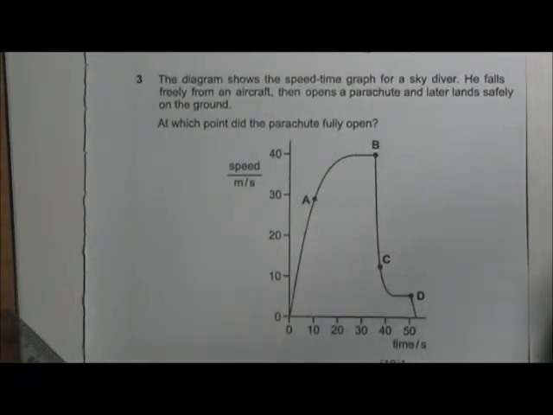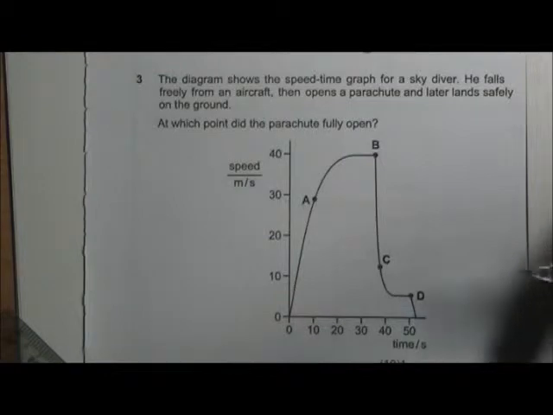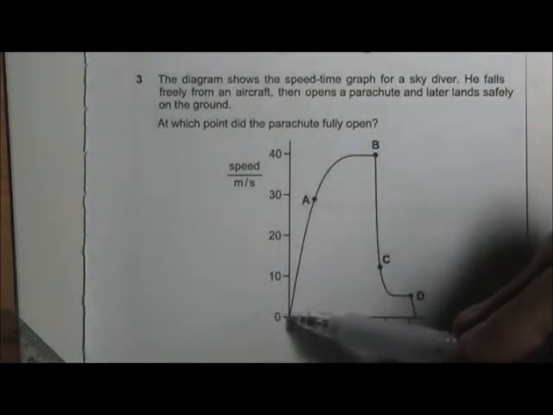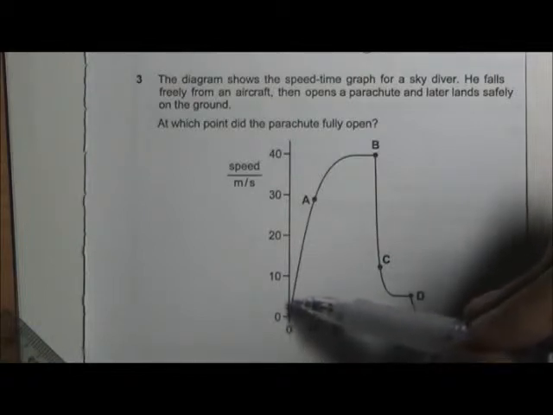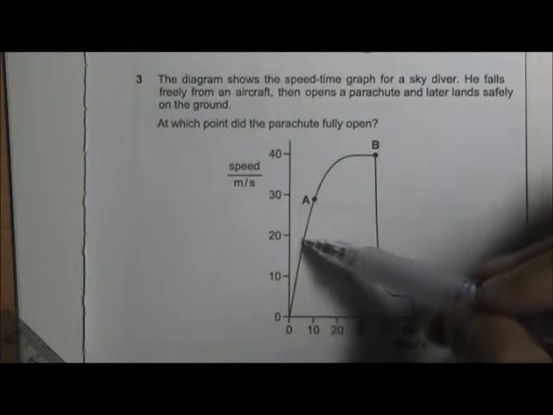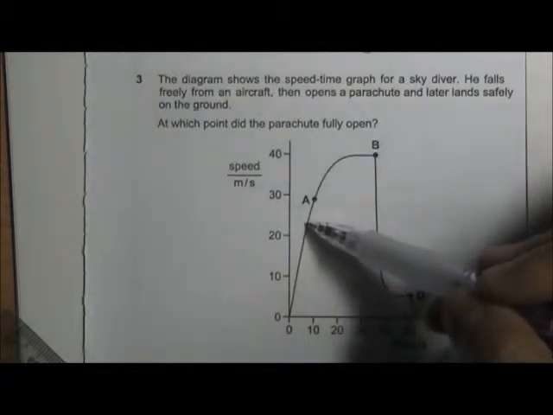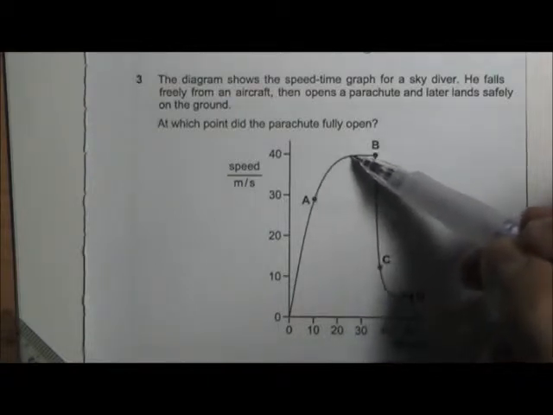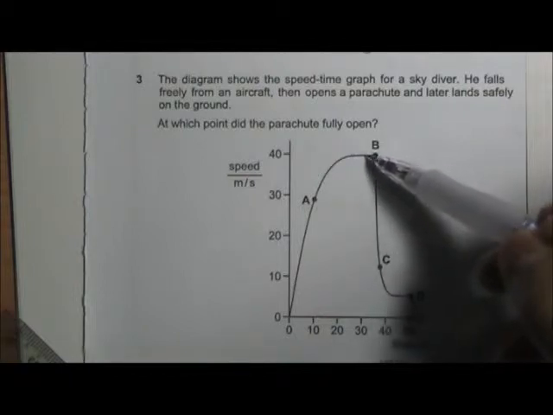Okay, for question 3, we are given a speed-time graph of a skydiver who falls freely from an aircraft. So we can see that at the beginning, he accelerated downwards at a constant rate, and when we reach about this region, we find that the acceleration decreases due to the buildup of air resistance. And when we reach this region, the speed becomes constant, so we can deduce that he has reached terminal velocity at this point.